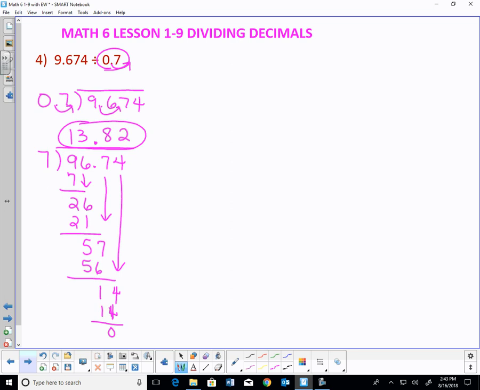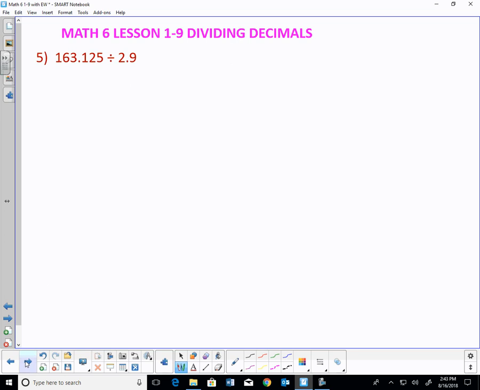One last problem. 163.125 divided by 2.9. So I move the decimal 1 place here. I need to move the decimal 1 place here. So I now have 29 dividing into 1631.25. Now this gets slightly more complicated because now we have a 2-digit number.